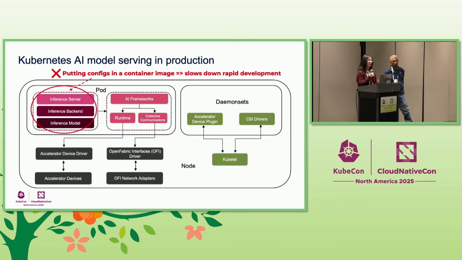So to handle this challenge in config diversity, one option we thought of was, okay, we can put the configs in the image itself. But that slows down rapid development, because that essentially means for each combination of the server, the backend, the model, you would have to build a new Docker image for it. That is not really maintainable.